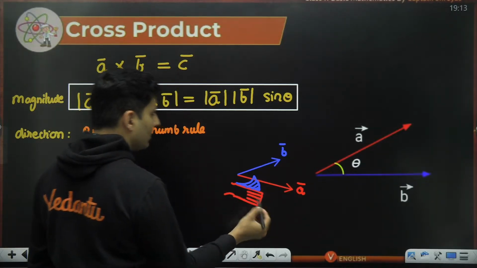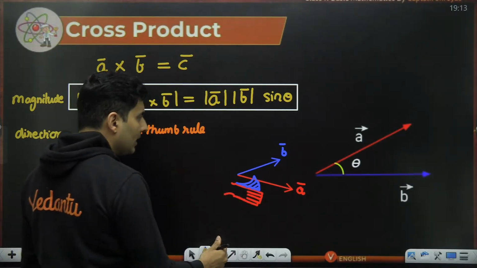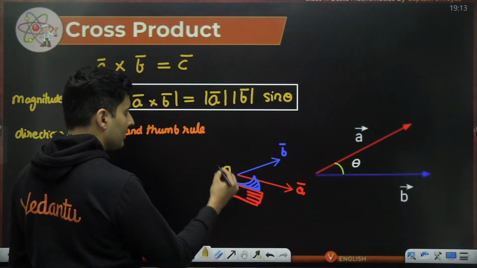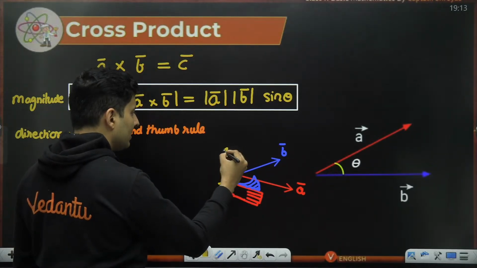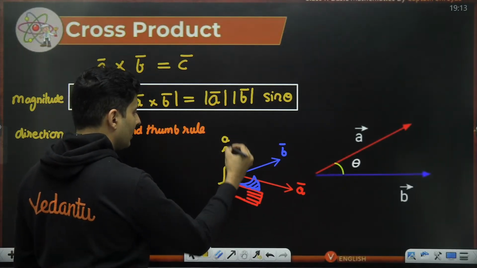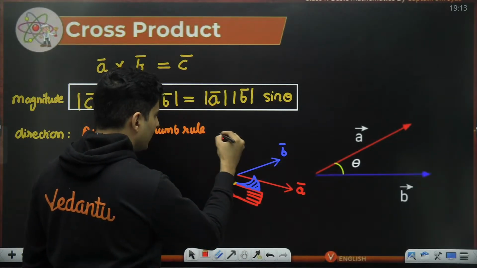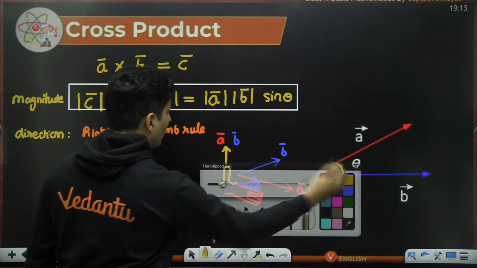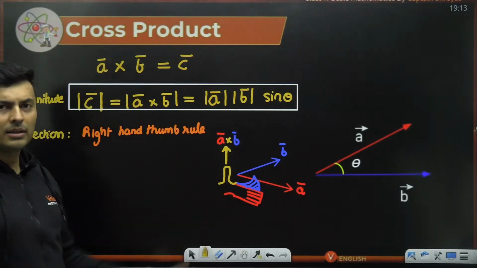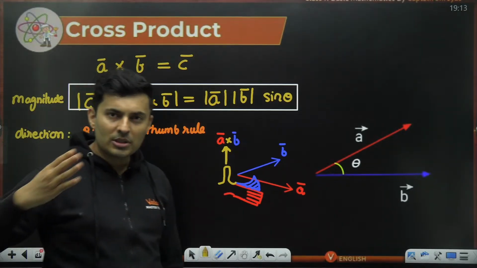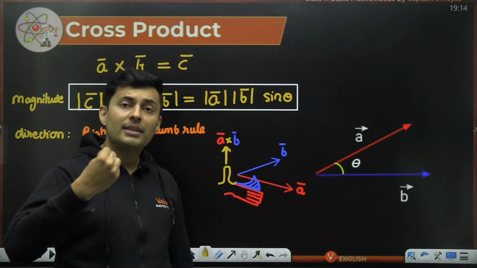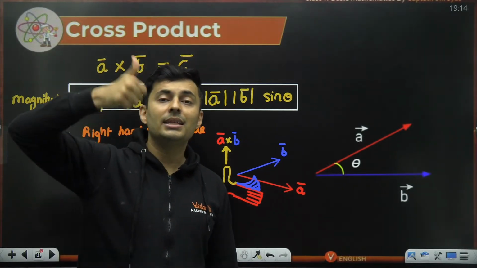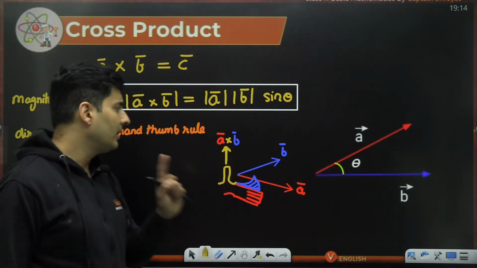Are you able to visualize this? They'll bend like that. Automatically, the thumb will point in a very unique direction. In this case, the thumb will be like that. Wherever the thumb points, that is the direction of A cross B, the direction of the A vector cross producted with the B vector, or the C vector's direction. Always choose the four fingers in the direction of the first vector, then bend them towards the second vector. Automatically, that thumb will point in the direction of A cross B. That is your right hand thumb rule.